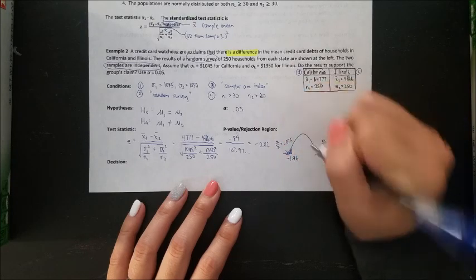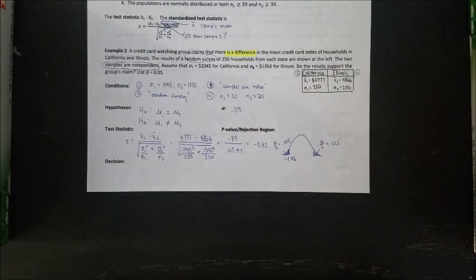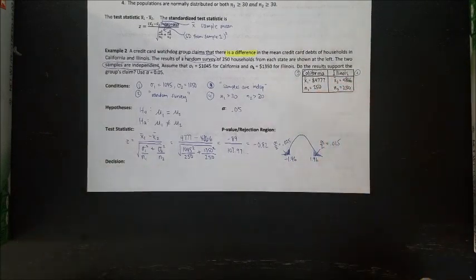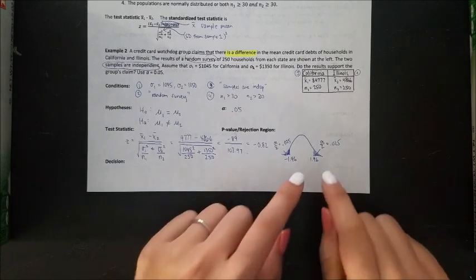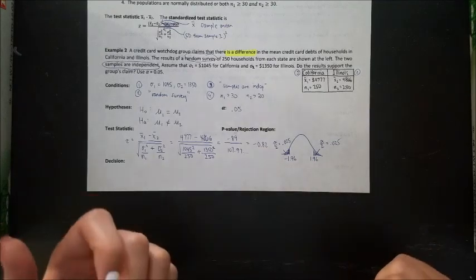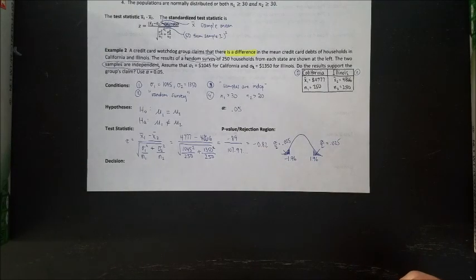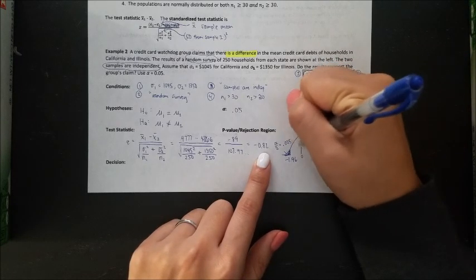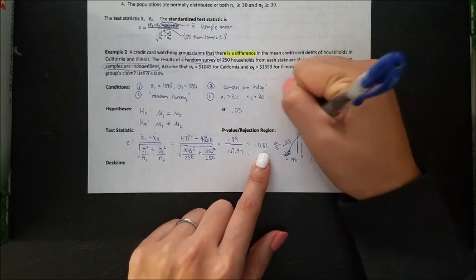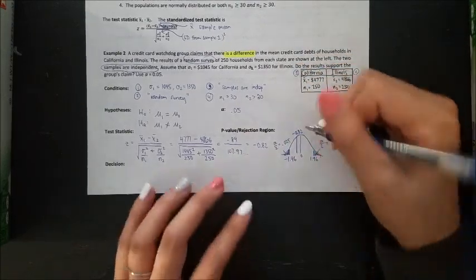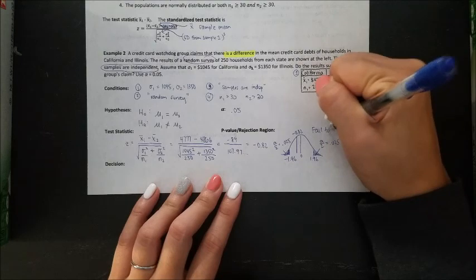negative 1.96. Which means the other side will be positive 1.96. Okay, so basically, if our test statistic falls in either of those shaded regions, then we get to reject because that's our rejection region. But negative 0.82 is actually, well, 0's in the middle, so negative 0.82 is going to be like here-ish. So it does not fall in the shaded region, so this would be a fail to reject.